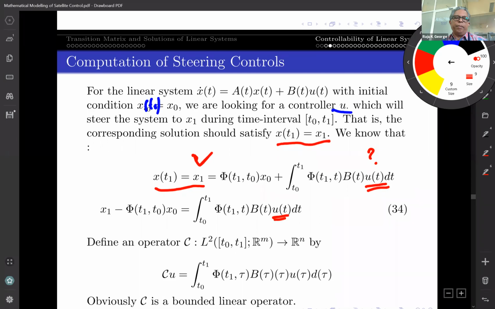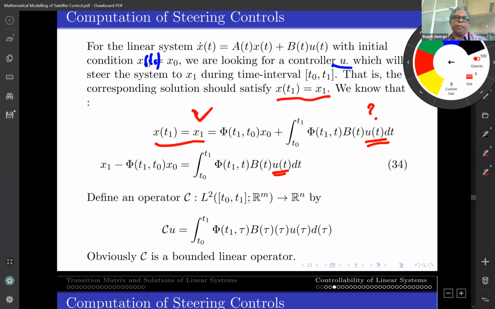So now, coming to functional analysis, you define an operator. u is a controller. Define an operator C which maps my L2 space to Rn, where Rn is the state space. The left hand side is in Rn: x1 is in Rn, phi(t1, t0) x0 is also in Rn. It's a vector space, so the difference is also in Rn. So I'm looking for a control function u in L2, and the operator defined by the right hand side, the integral from t0 to t1 of phi(t1, tau) B(tau) u(tau) d tau, is Cu. If I denote the left hand side by omega, this should be equal to omega.